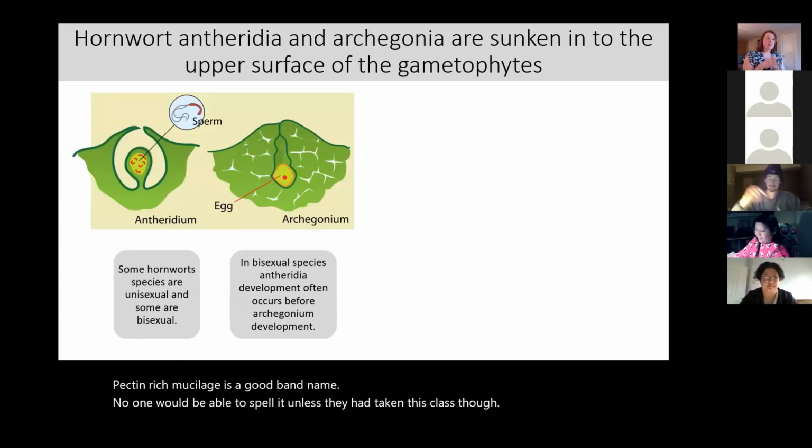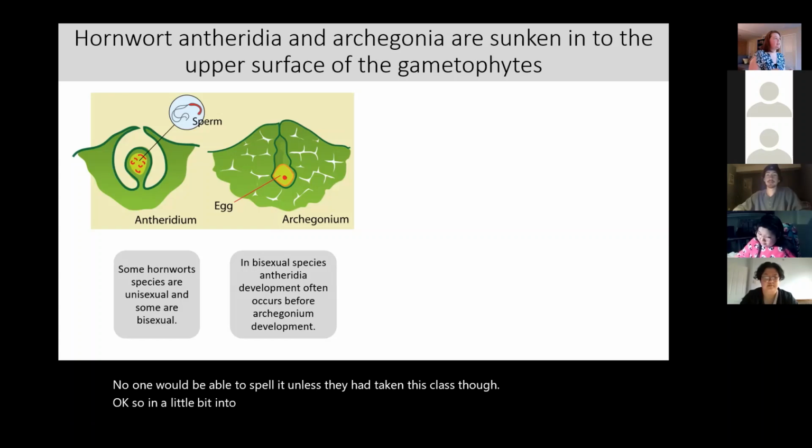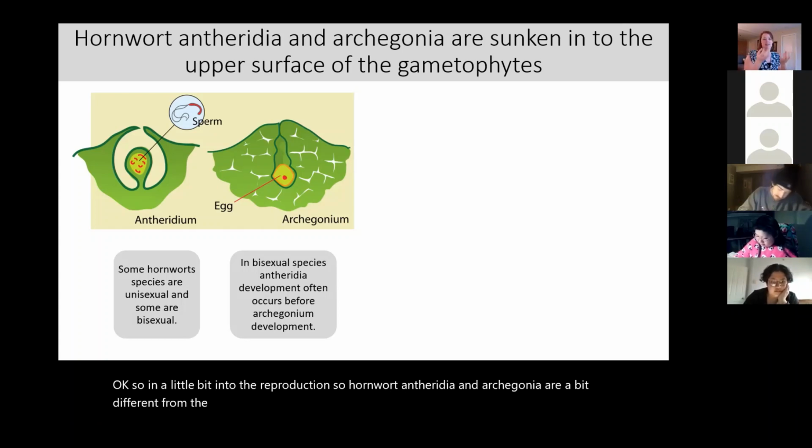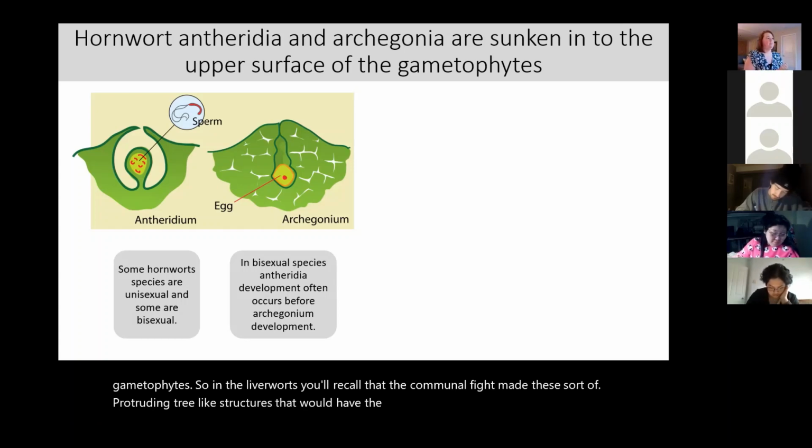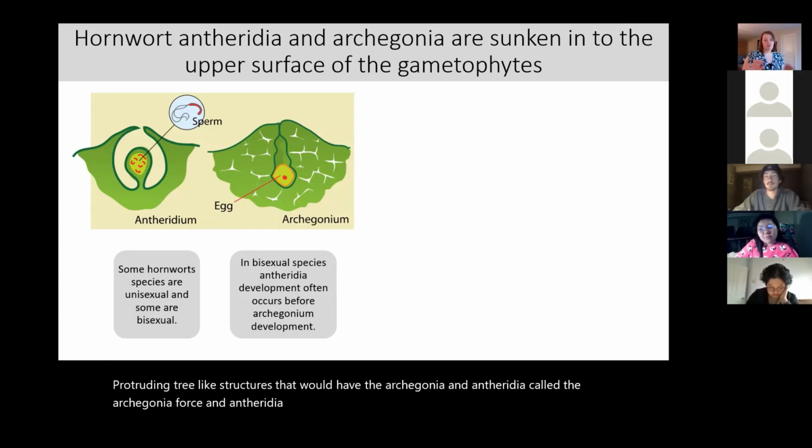Okay, so a little bit into the reproduction. Hornwort antheridia and archegonia are a bit different from the liverworts. They're actually sunken into the upper surface of the gametophyte. In the liverworts, you'll recall that the gametophyte made these protruding tree-like structures that would have the archegonia and antheridia, called the archegoniophores and antheridiophores, and those structures aren't present in the hornworts. They're literally just in the surface of the gametophyte.